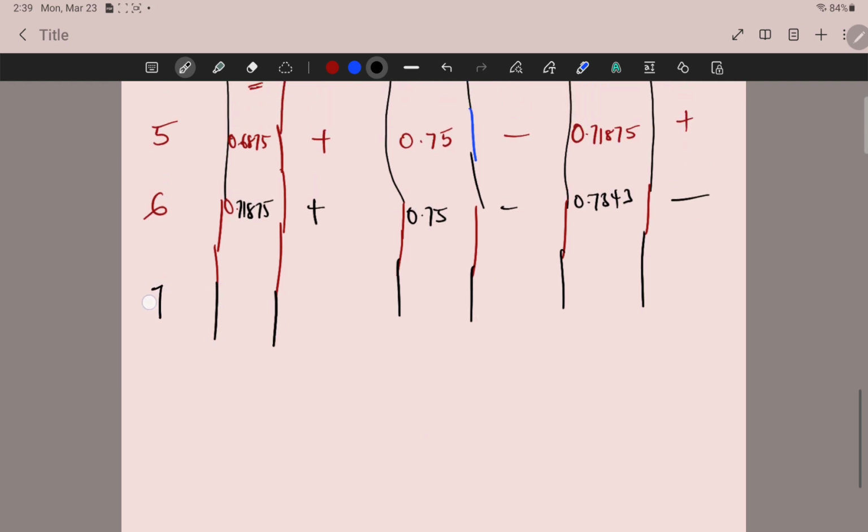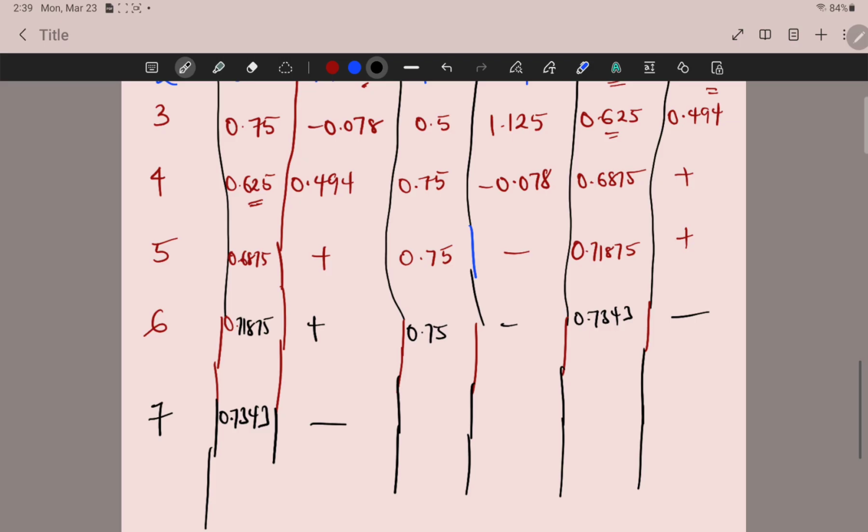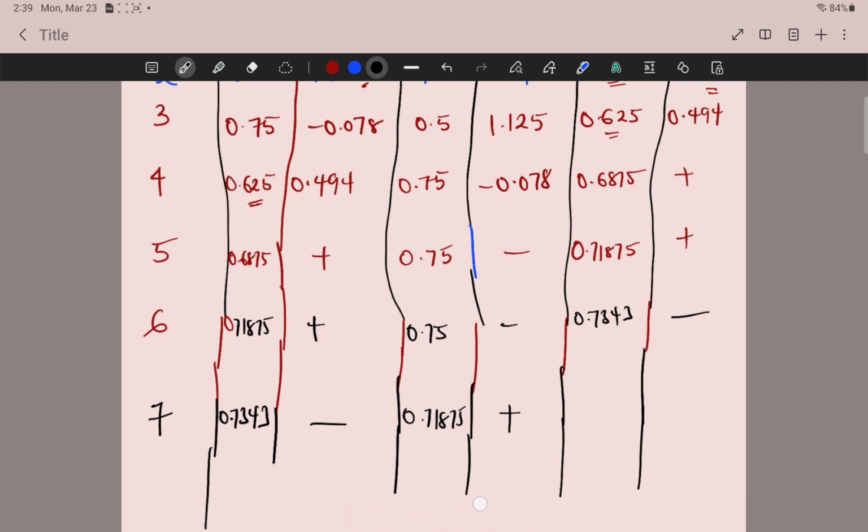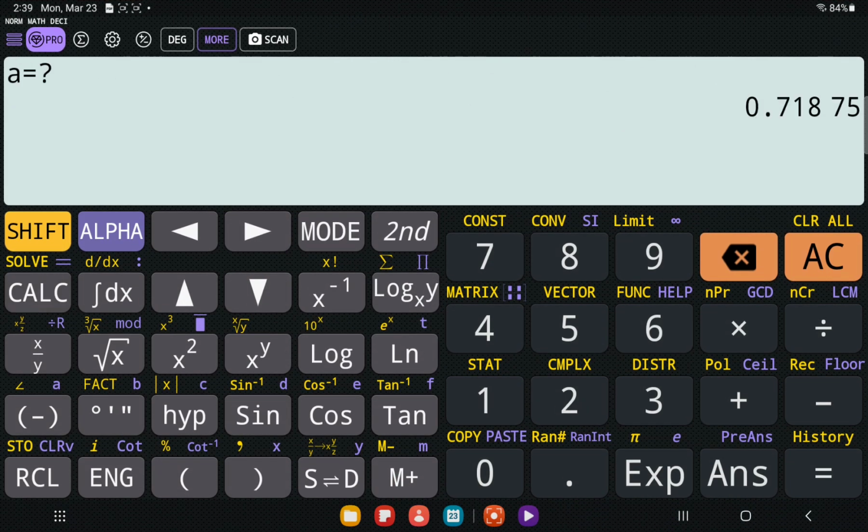Now at iteration 7, I bring this newborn baby here and write 0.7343. It's a negative figure. Who was the last person to give me a positive? This guy is here. That's a 7, sorry. 0.71875 is a positive figure. What will be the middle ground? Let's check. 0.7343 and 0.71875.